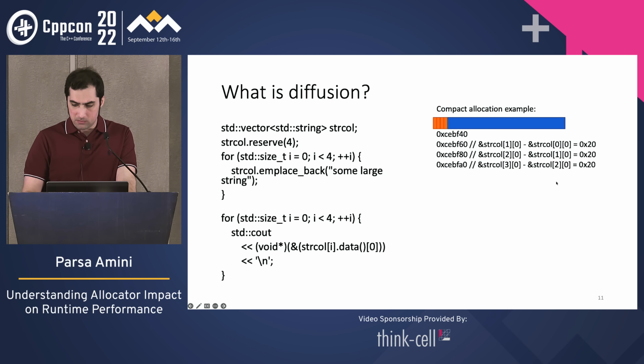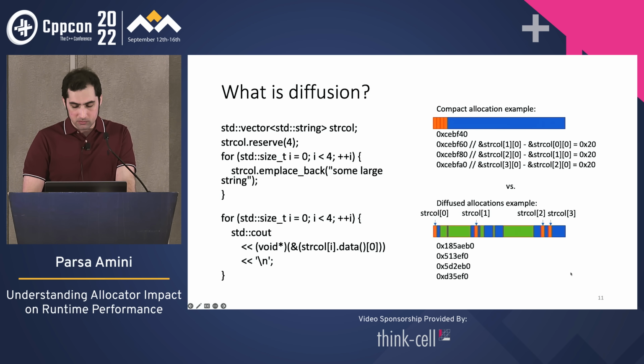Yeah, 32 bytes apart. By the way, if you're wondering, yes, we did make sure that the strings you see here are large enough to avoid small buffer optimization. They're 17 characters, and plus the null terminator 18. And the threshold was 16 when I checked. So don't worry about small buffer optimizations. That's an example for a compact allocation that probably happens in the beginning of running a program.